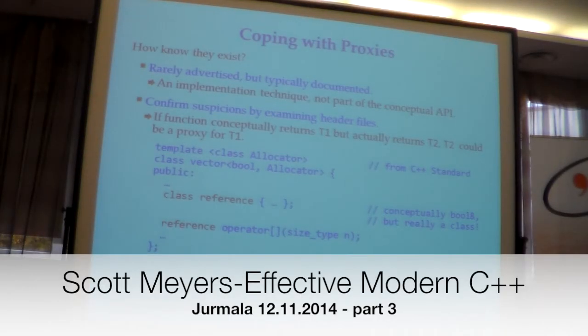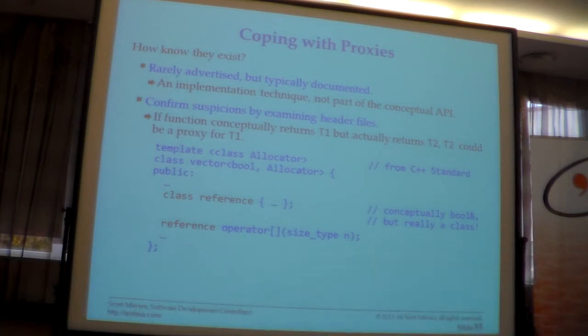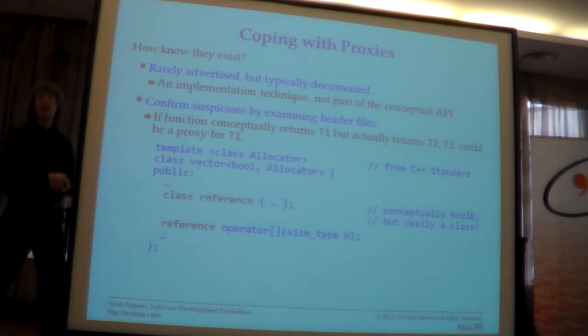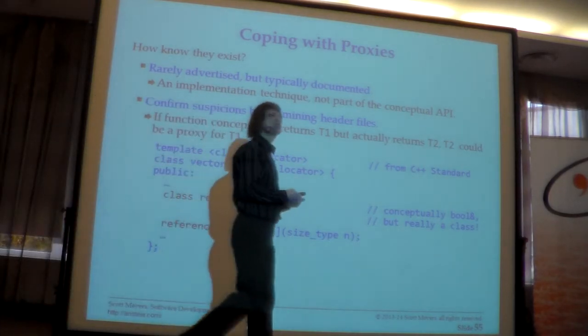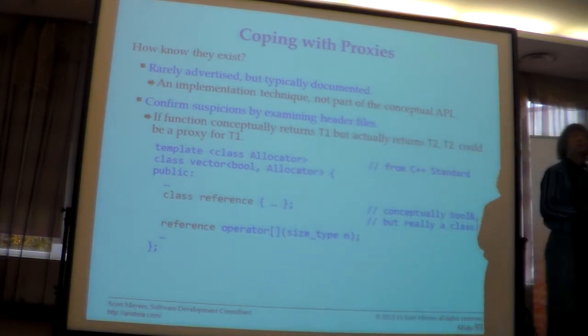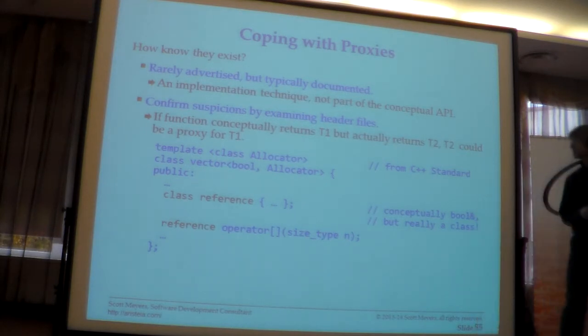In my experience, libraries that use proxy types usually don't advertise it, but they often will document it. It's important to understand that this is an implementation technique. It is not part of the conceptual API. But library implementers understand that, especially with the advent of auto, you're going to need to know when proxy objects exist and when they do not exist. So by checking the documentation, that will often give you a hint to that.